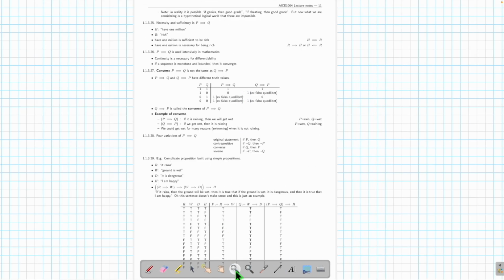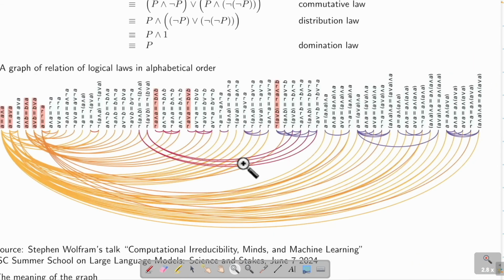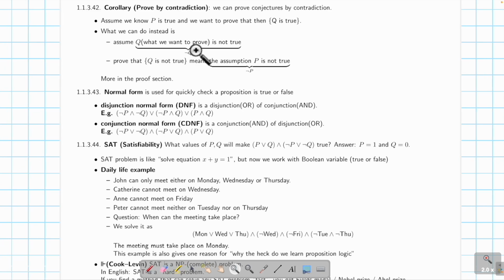Okay, suppose you forget, I have four things. If I want to prove P implies Q, I can prove the contrapositive: prove not Q, then not P. Why? Because P implies Q and not Q implies not P have the same logic value. They are equivalent. Of course P implies Q is not the same as Q implies P. They are different, but some of them are the same. So this is one way, proof by contrapositive, not contradiction.